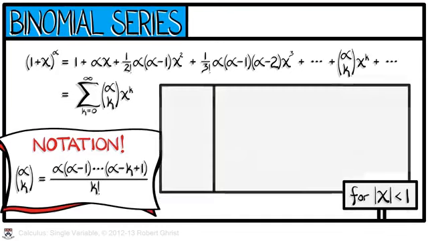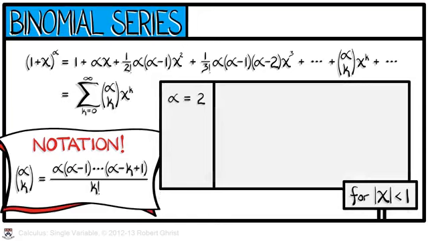For example, if alpha equals 2, then what does the binomial series give you? 1 plus alpha times x plus 1/2 alpha times alpha minus 1 times x squared. That simplifies to x squared. All other terms involve an alpha minus 2. Hence, the coefficients are 0. And we obtain, of course, what the Taylor series for this polynomial must be.